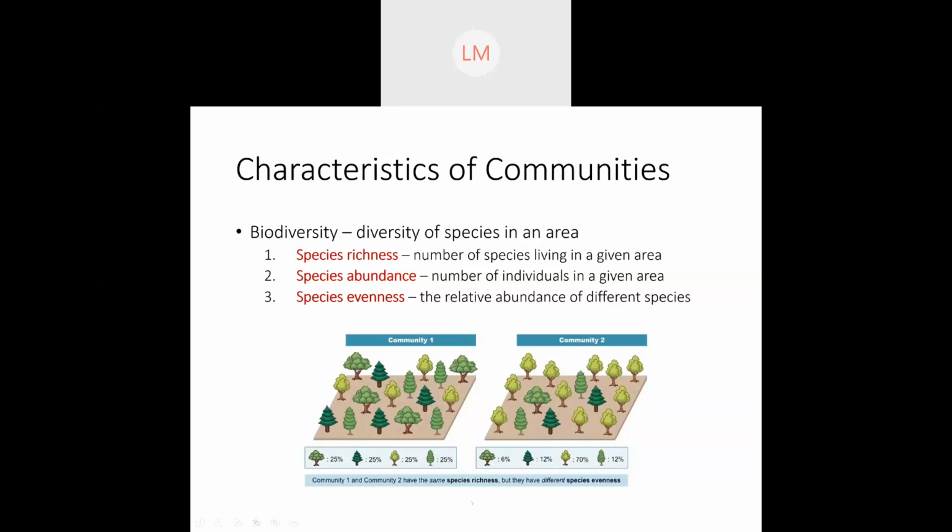So while they have the same species richness, they have the same number of species, they each have 4 species, they have a different evenness. Community number 1 is going to be much more even because those relative abundances are more similar. So community number 1 is more even, has a greater evenness than community number 2.